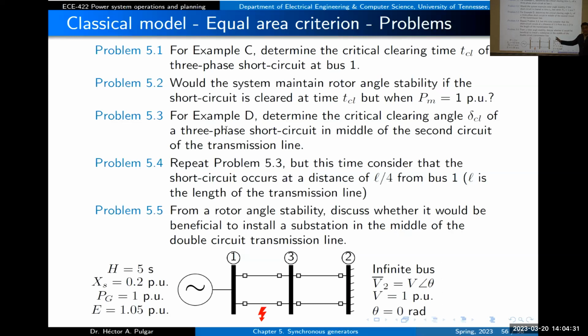I also asked last Friday if you have questions, we can work on this. But because it was spring break, maybe you didn't look at this. So I will ask again on Wednesday. But go through these problems and see if you can answer them. In the video that you will find on YouTube, we work on problem 5.1. We were determining the critical clearing angle or critical clearing time using all the analytical derivation from the equal area criterion. Any question? No?